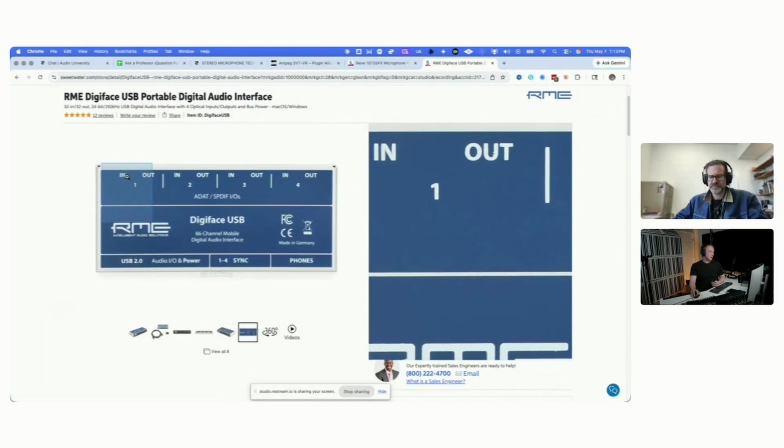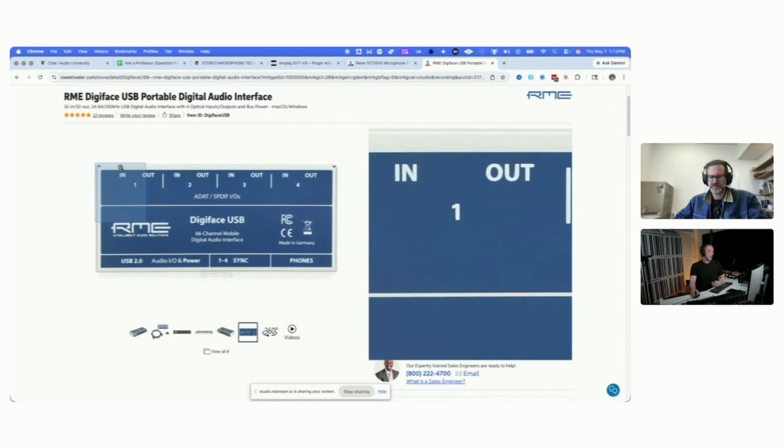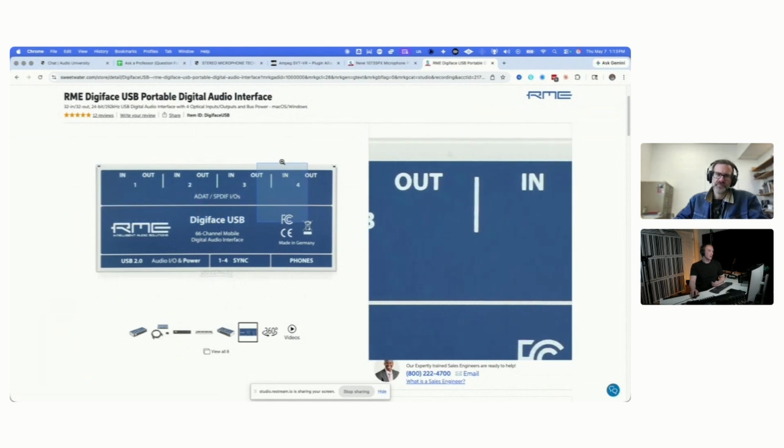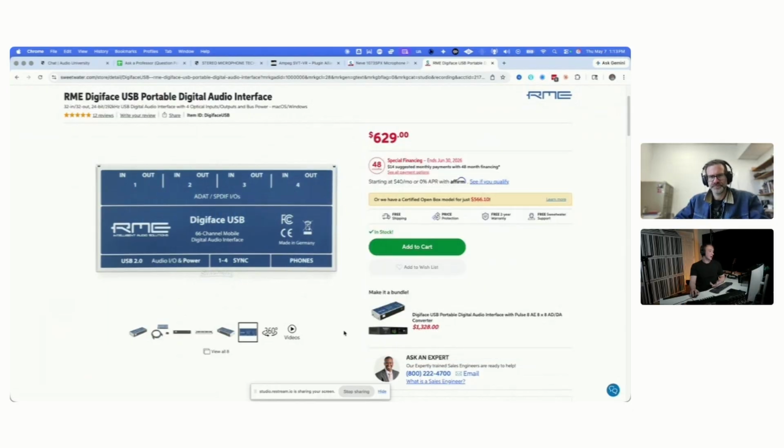And what those are, there are 4 sets of ins and outs. So each ADAT connection is 8 channels, up to 48 kilohertz. And so we've got 1, 2, 3, 4 ins by 4 outs. So that makes this a 32 by 32 audio interface.